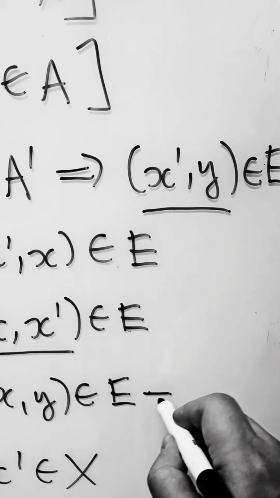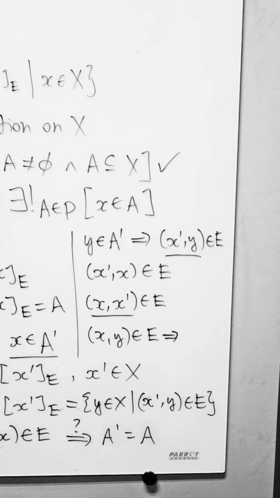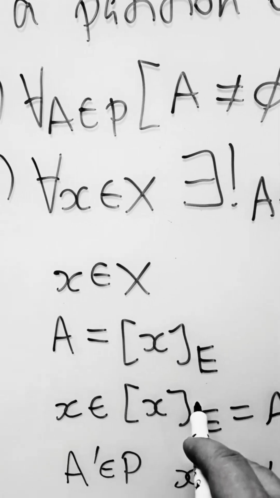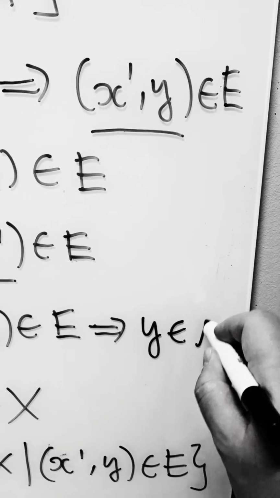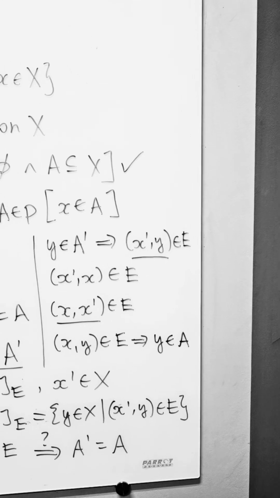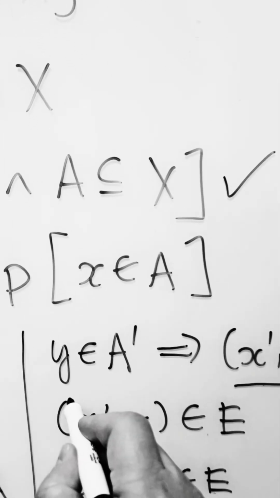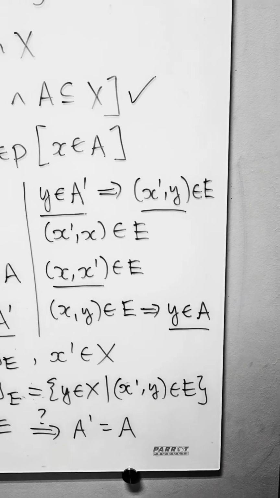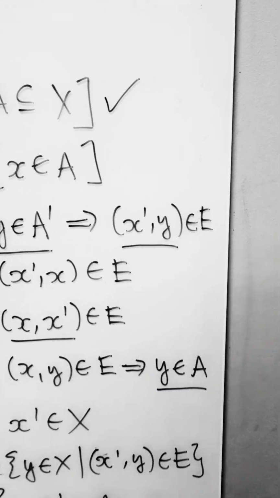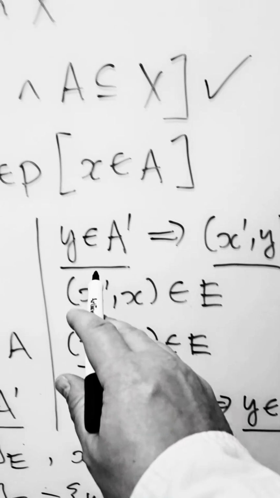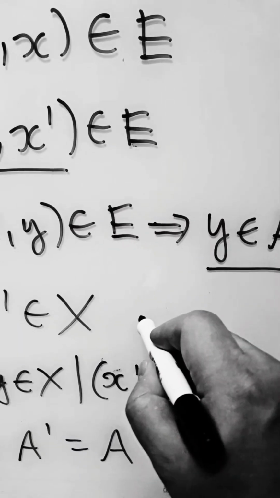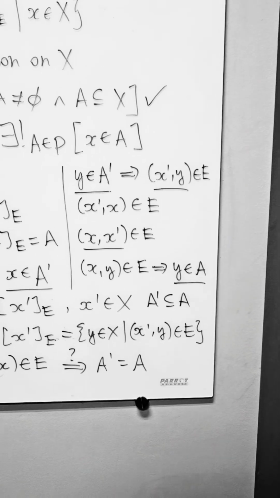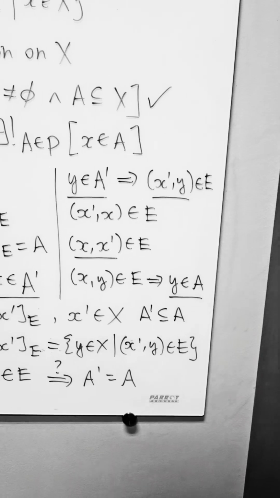But if XY is in E, that would mean that Y is an element of the equivalence class of X, which is exactly our A. So we obtain Y is in A. That's exactly what we wanted to show, that every element of A prime is also an element of A, except that not quite. We also want to show the other way around, that if I pick an element of A, it will be an element of A prime as well. So far what we've shown only confirms that A prime is a subset of A. In order for them to be equal sets, we want A to be a subset of A prime as well.